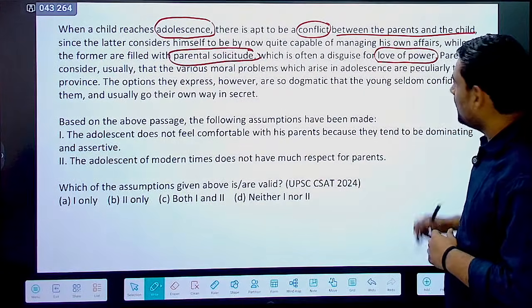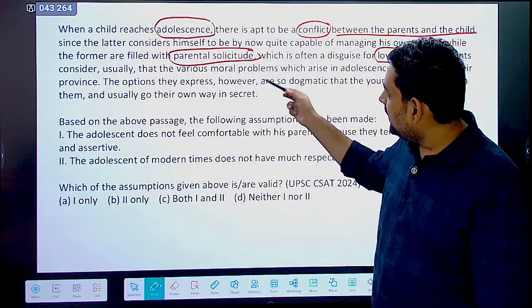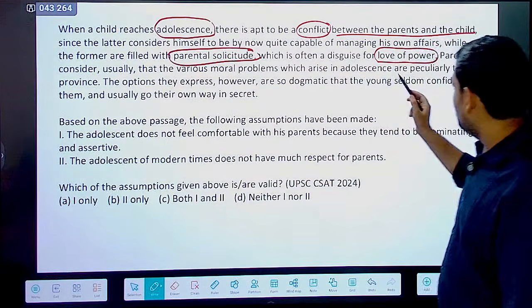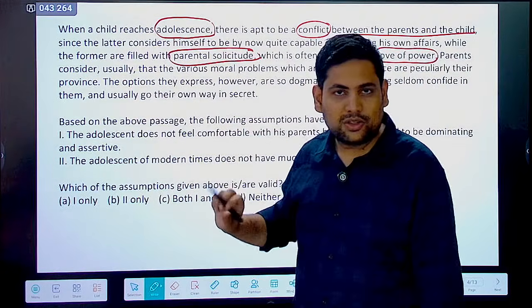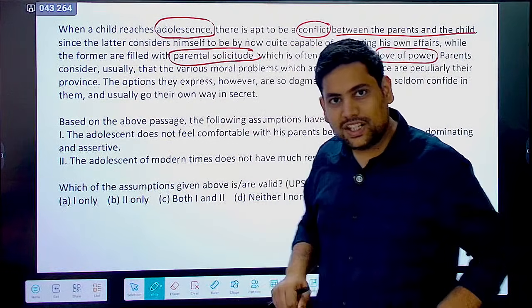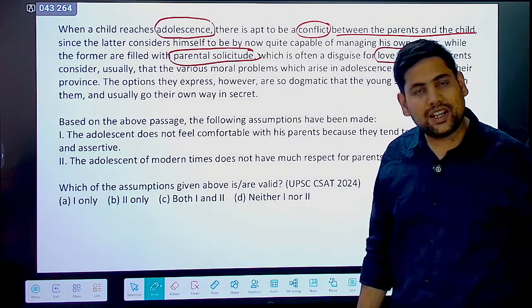Then parents consider usually that the various moral problems which arise in adolescence are peculiarly their province. So that means parents are thinking that this is their kingdom and they will manage everything about the child.